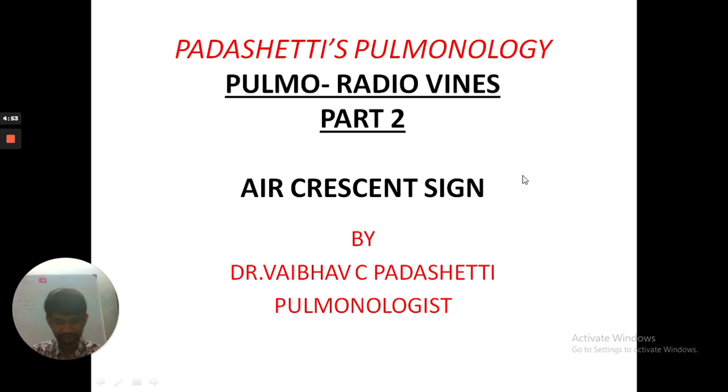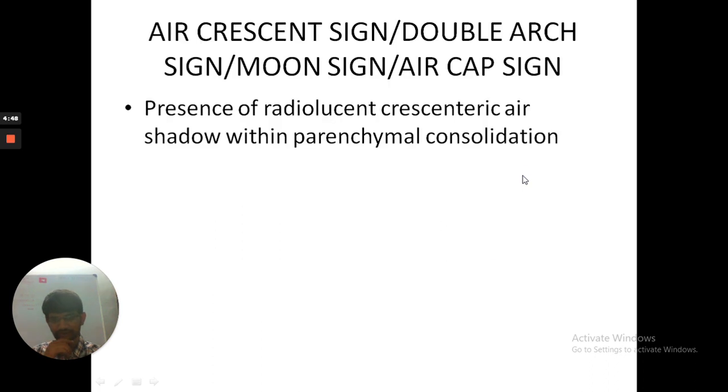Today's sign is the air crescent sign. So what are the different synonyms of air crescent sign? These are double earth sign, moon sign and air cap sign. So let's understand the term air crescent sign.